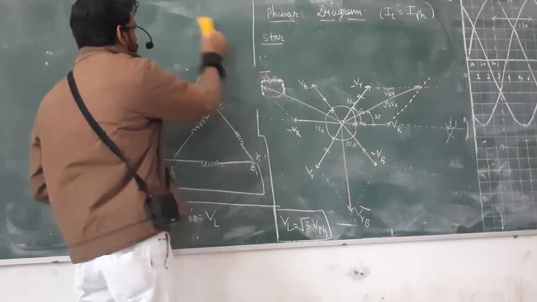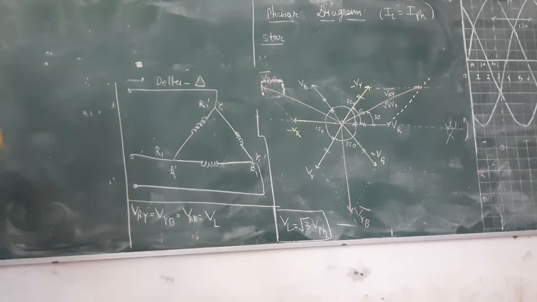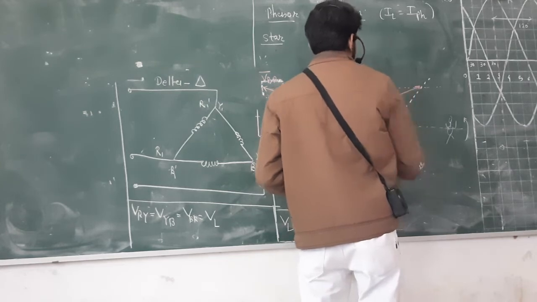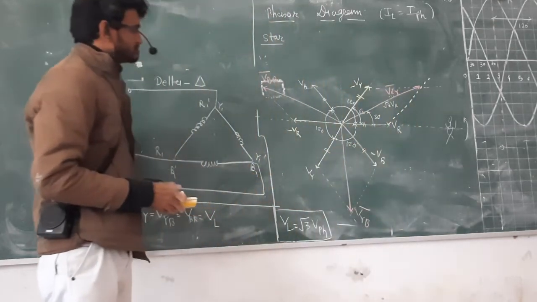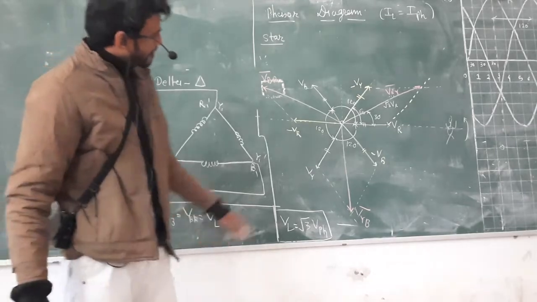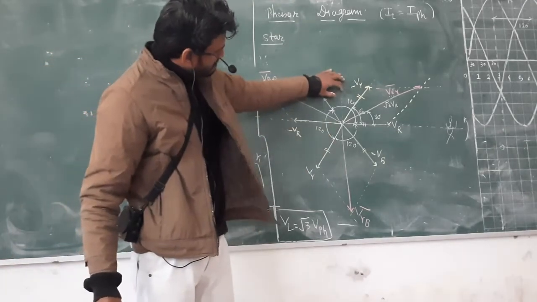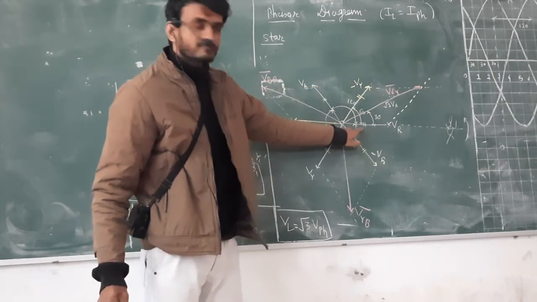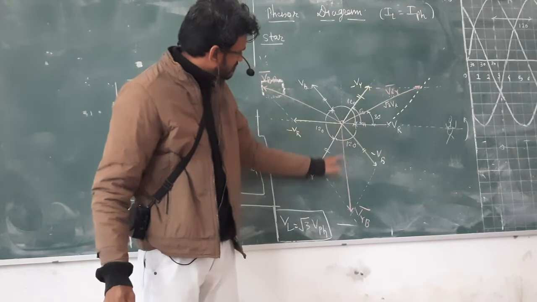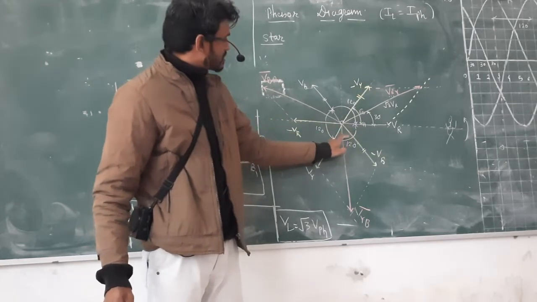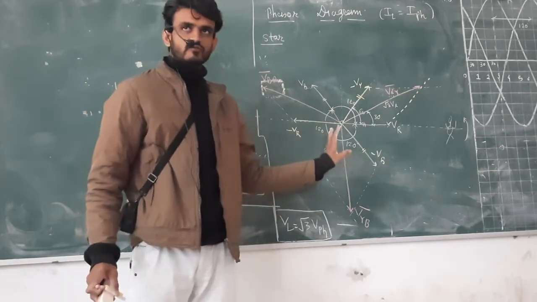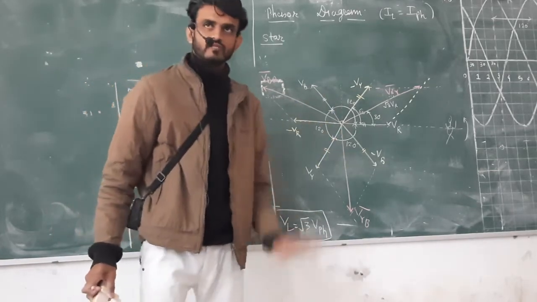Now tell me, what is the phase angle between all three line voltages, VR, VY, VB? 120. How can you say that? The total must be 360. Between this line and that line, 90 degrees is already there. 90 plus 30 is 120. The same thing happens here and here. So line to line is also 120 degrees, and phase to phase is also 120 degrees.